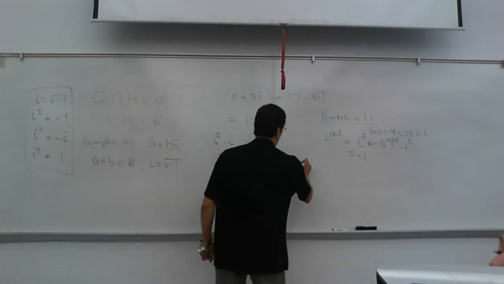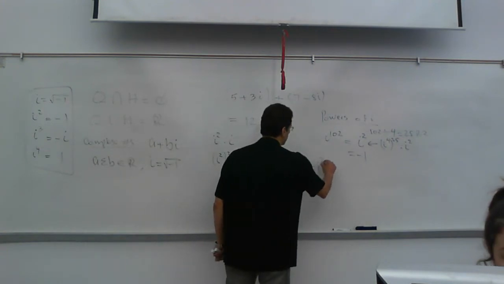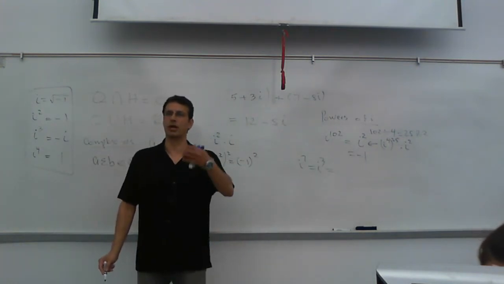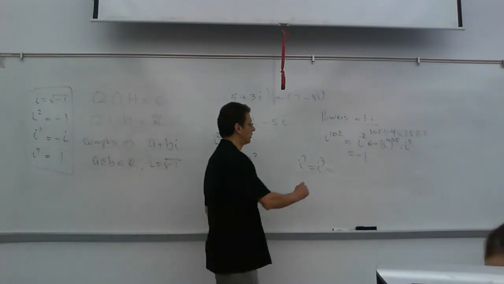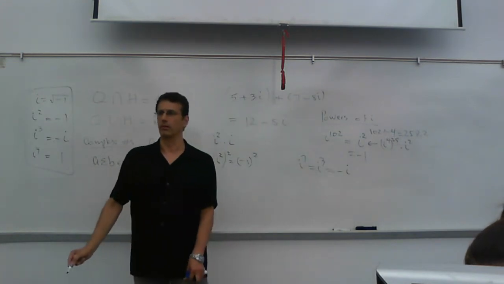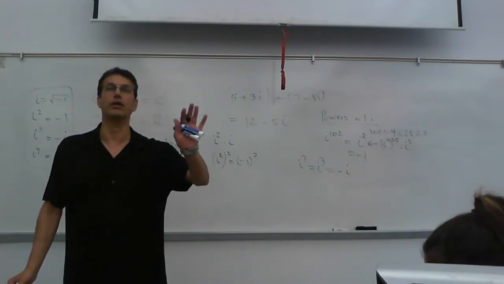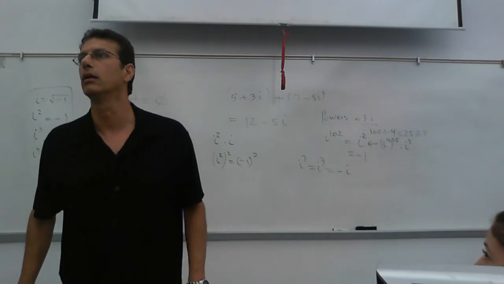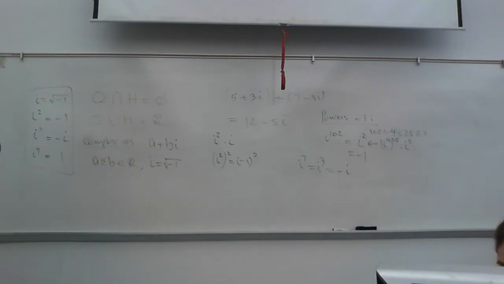Okay? Simple example. i to the power of 7. It's the same as i cubed. Do you see why? Because when you divide 7 by 4, the remainder is 3, right? So what is i cubed? Negative i. Is everybody okay with that? So how do you simplify powers of i? Divide by 4, keep the remainder. That would be the fastest way. There are other ways I'm not going to cover, but this is the fastest way. Why 4? Because i to the power of 4 is 1. Is everybody clear on that?